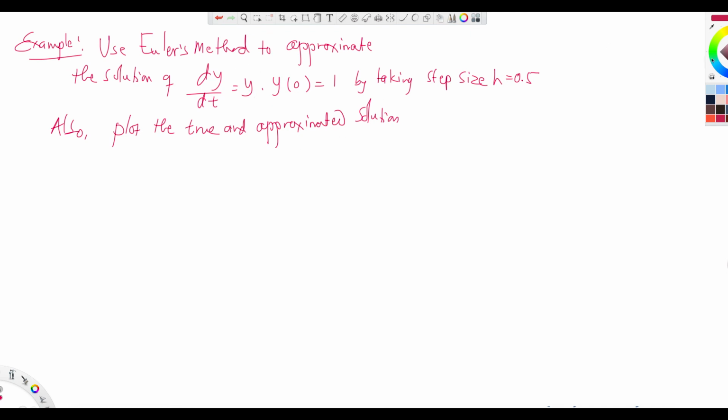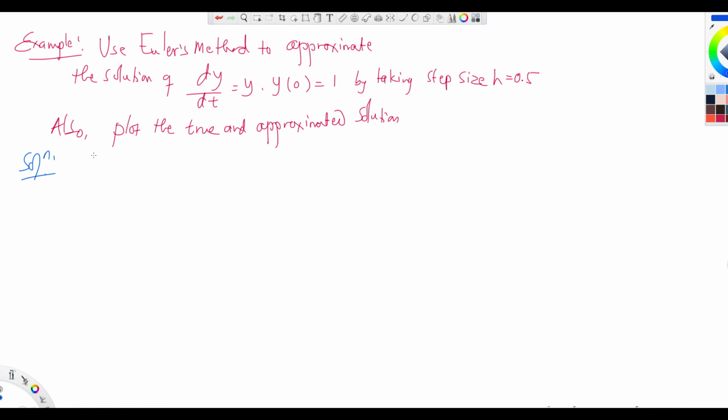So what do you think? What is the true solution of this? Most of the time you don't know the true solution, okay? But in this problem, this is an easy question, so you can actually find the true solution, right? How do I find the true solution?